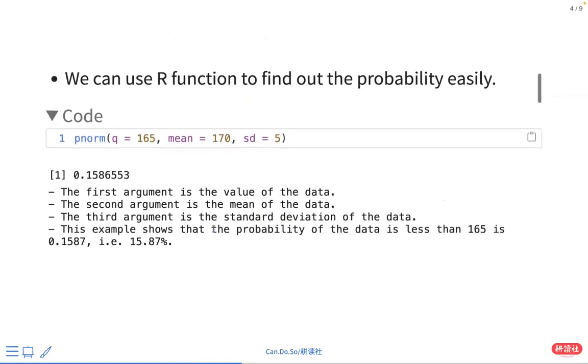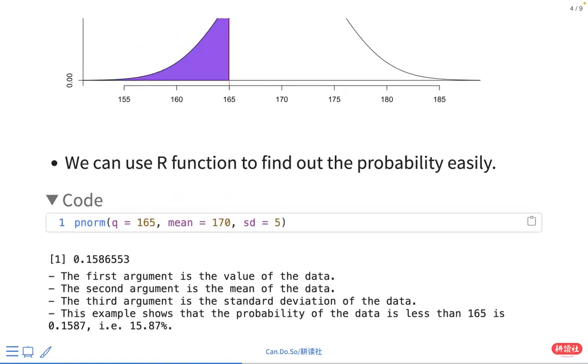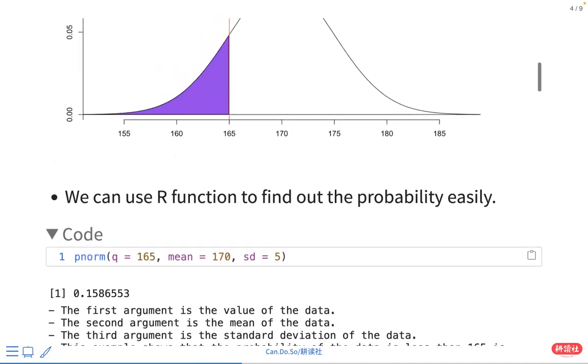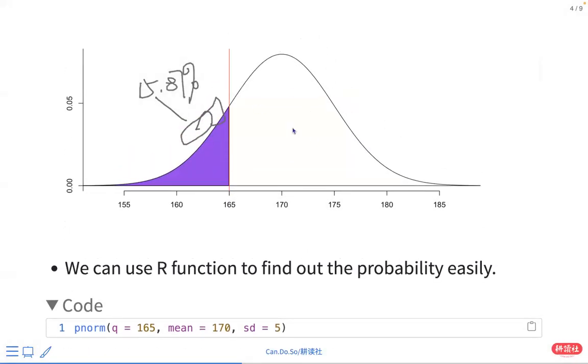This example shows that the probability of the data being less than 165 is 15.87%, which means this purple part is 15.87% of the curve.